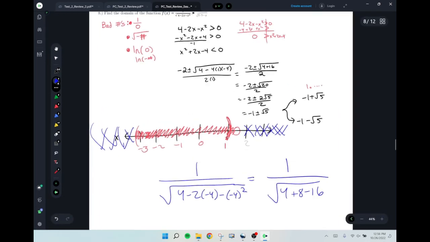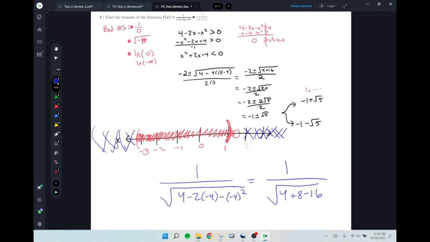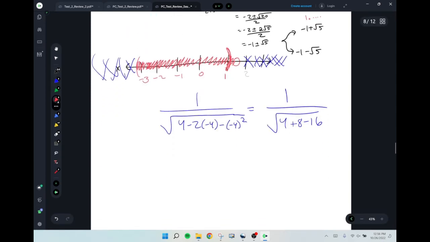You have questions? What's your question? So, how do you want us to express our answer? Oh, yeah, we didn't do that yet. Sorry. So we got our domain. There are 3 ways you can write it. You can write it with parentheses. In this case, it's negative 1 minus square root 5, comma, negative 1 plus square root 5.